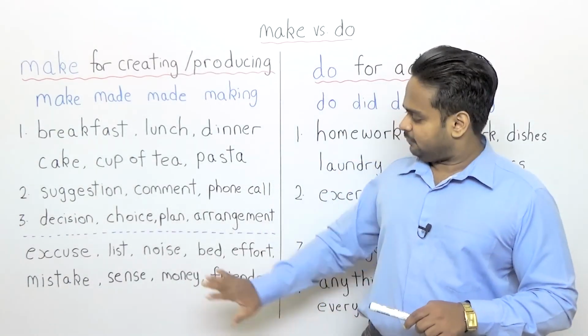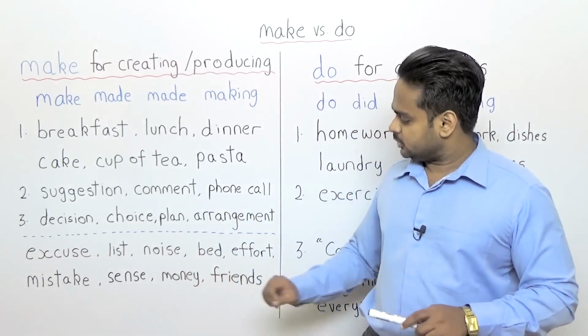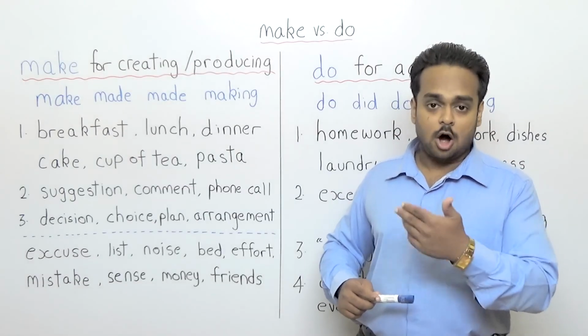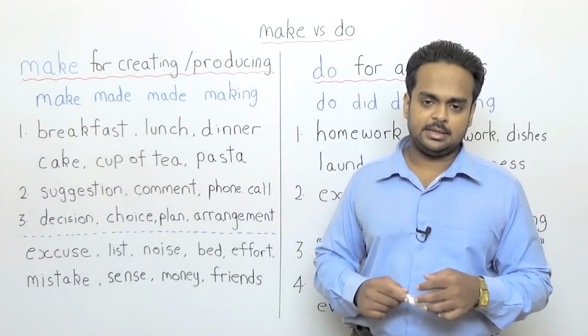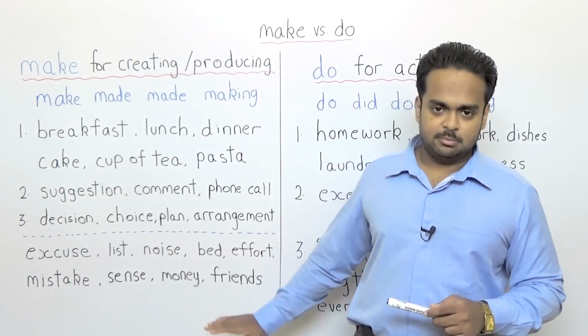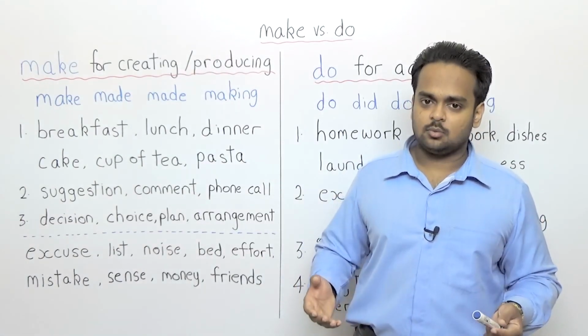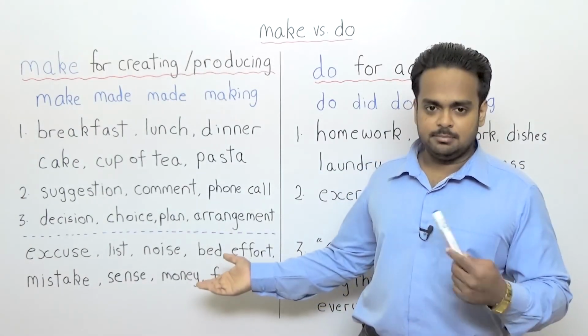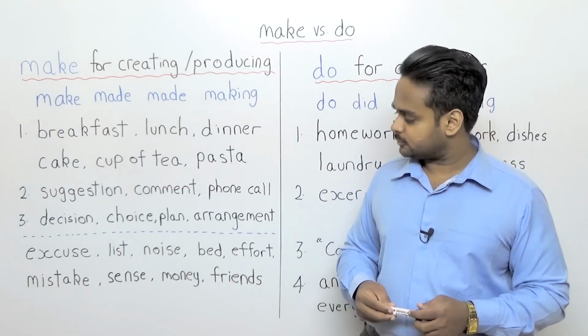Okay? All right, and finally, I have a list of words that are very common. They're common collocations of make. That means they occur together with make. And with some of these, there's no reason why we use make. It's just how the English language is. So you'll just have to memorize these expressions.